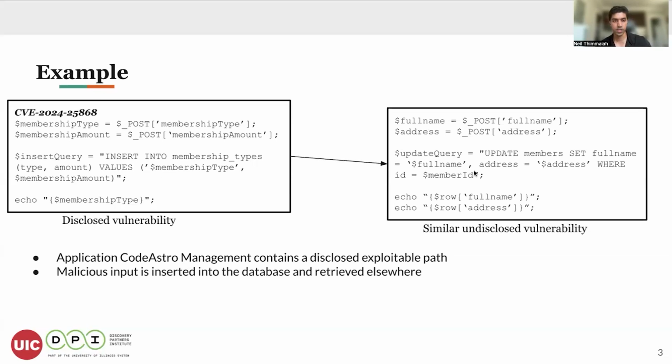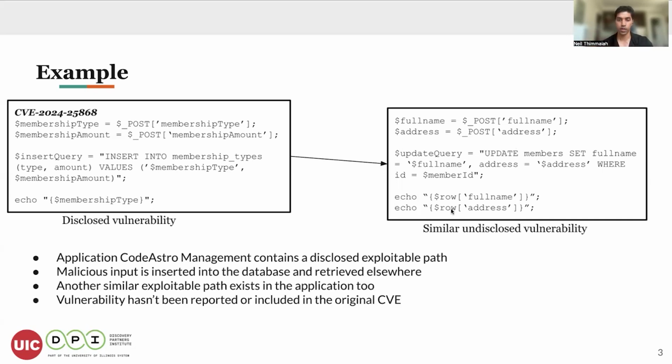However, even though the path has been discovered and the CVE has been reported, there does exist another similar undisclosed vulnerability elsewhere in the application as shown by the code on the right, where we see that there are two source statements, which again can be infiltrated with malicious inputs and then sent to the database via the query shown over here, and then retrieved and again executed in these two sink locations elsewhere in the application. However, this vulnerability shown on the right hasn't been reported as a CVE, and the exploitable path hasn't been discovered and reported as a CVE, or sent to the developers for patching.